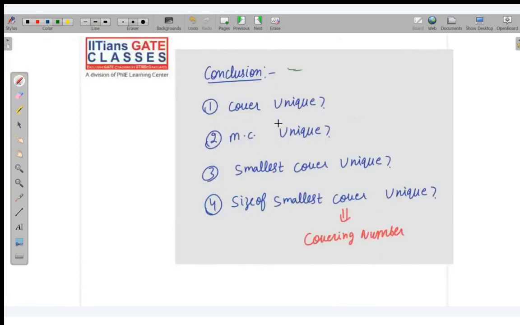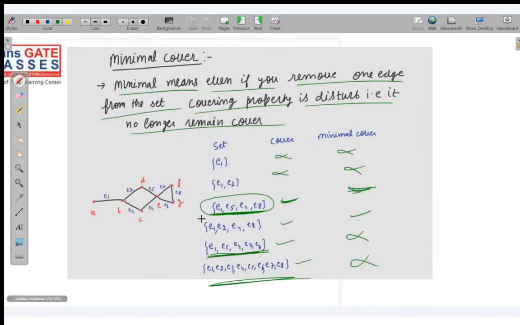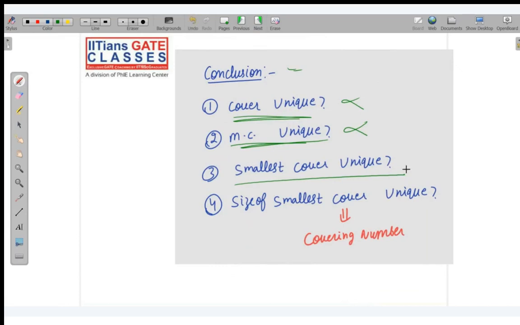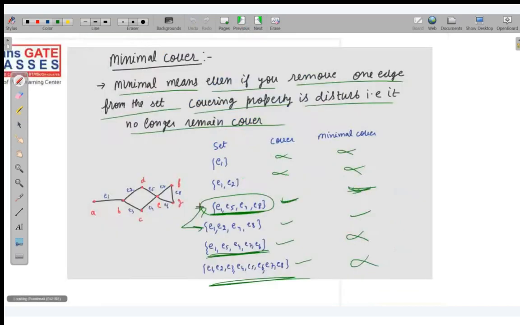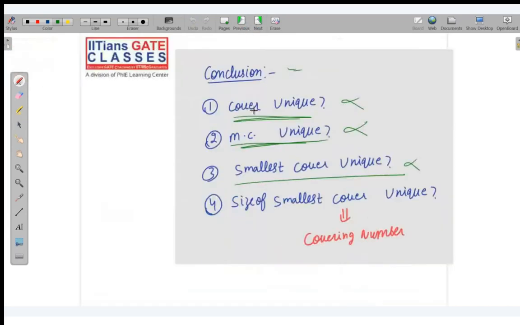So final conclusion same. I think you have got it. Cover unique? No. Minimal cover unique? No. This was also minimal, this was also minimal. Two were minimal. Smallest cover unique? No. There are two smallest covers. They are not unique. Size, yes, it is unique, and that is known as covering number.